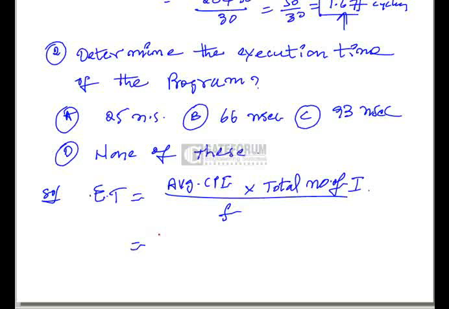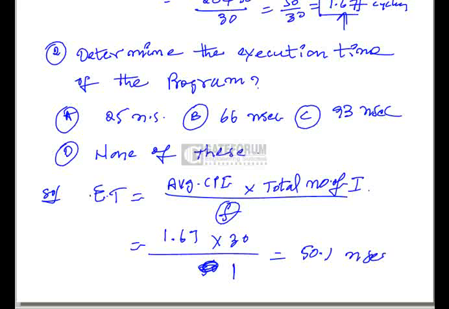So that is anyway in gigahertz only we take. So average CPI we found as 1.67 cycles into total number of instructions 30, divided by frequency 1. So that is nearly 50.1. Since it is gigahertz, it is nanoseconds. So for gigahertz it will be nanoseconds, 50.1 nanoseconds. So no answer, 25 is not there, 66, 93. So none of these. Option D is the correct option here.